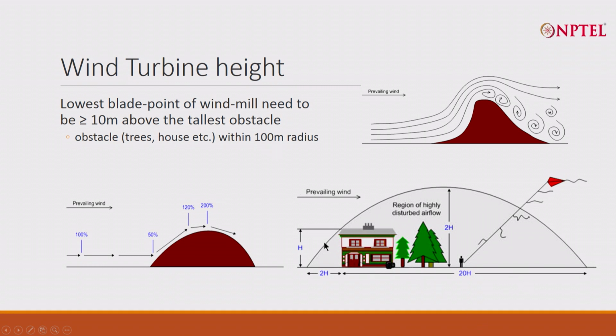So, within the last 100 meter radius you want to take. This is a typical 2 H you would like to take. So, 10 times this is 20 H, and this is the tallest obstacle. So, you want to go above 10 meters above this. This is typical. Lots of data has been collected over here and found, and so windmills are kept away from obstacles. That is what is done.